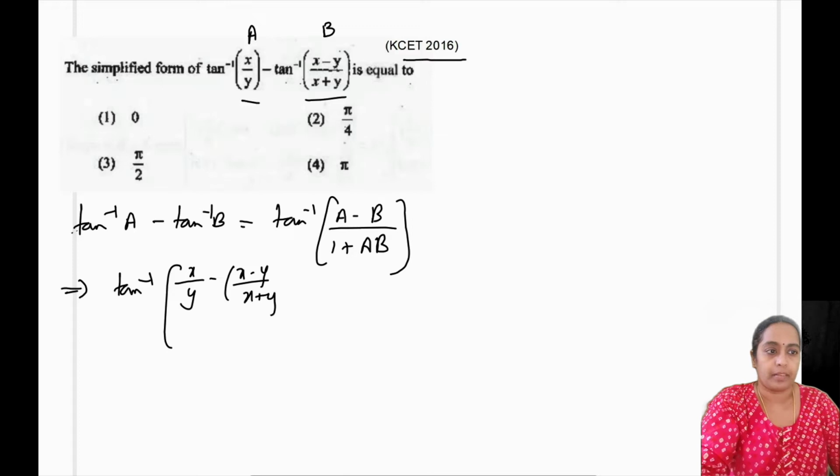divided by 1 plus AB. Again A is x by y, B is x minus y by x plus y.